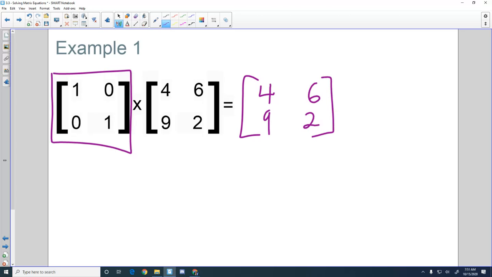If you did work it out, you would get that also, right? If I took 1 times 4 plus 0 times 9, that's 4 plus 0, and that gives me a 4 right there in the first spot. Do that for all 4 elements, and you're going to get the same thing. All right? So multiplying by this identity matrix doesn't change its value. We good so far? That first concept of an identity matrix.